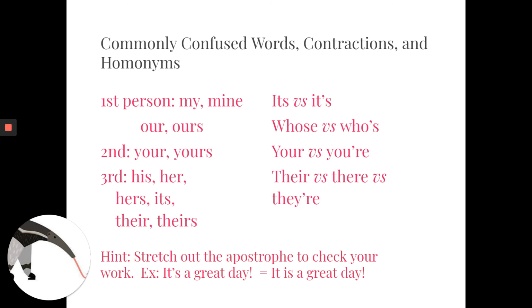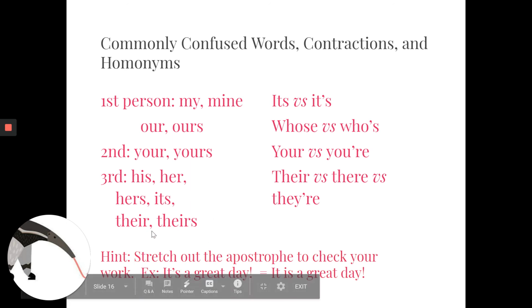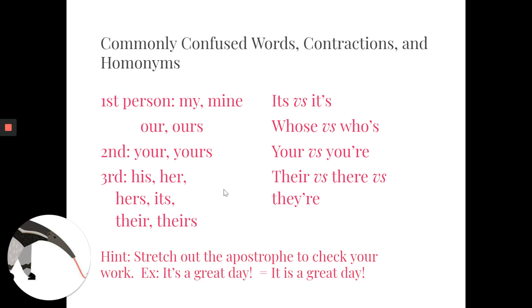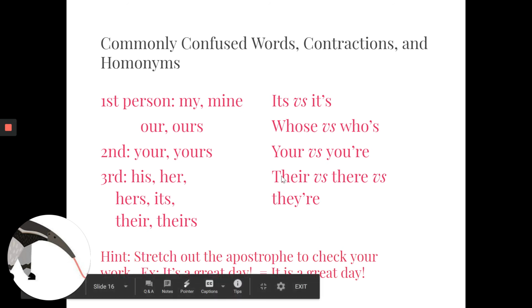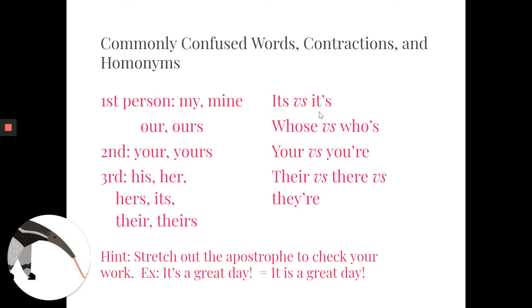Here are some commonly confused words, contractions, and homonyms. First person: my, mine, our, ours, your, yours, his, her, hers. You know the difference between there, their, and they're? THERE is a place. THEIR is belonging to somebody. And THEY apostrophe RE is they are. It's versus its. It's is always a contraction of it is. Whose versus who's. Who apostrophe s is a contraction of who is.